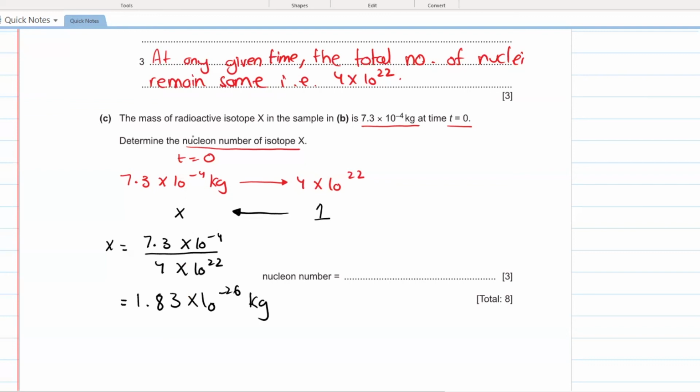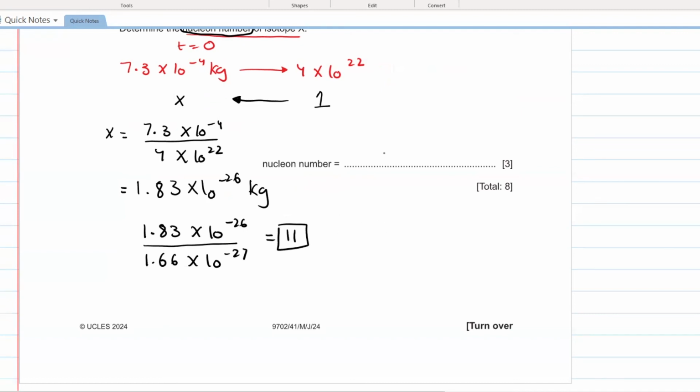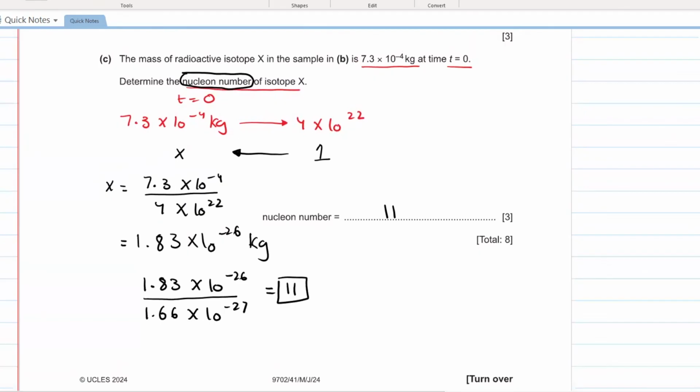But we don't have to tell the mass. We have to tell the nucleon number. How will we do that? We will take this mass of one nuclei and divide it by the atomic mass unit, that is 1.66 into 10 raised to the power of minus 27. Let's do it. This comes out to be 11, the nucleon number. All clear? Yes or no?